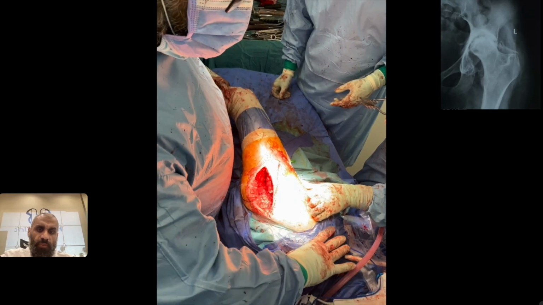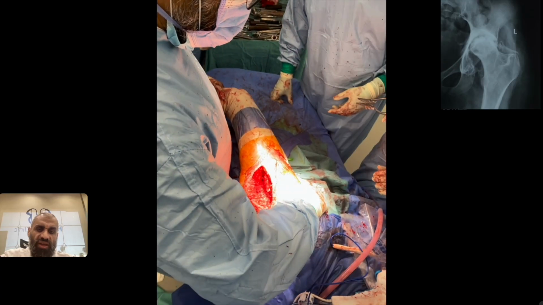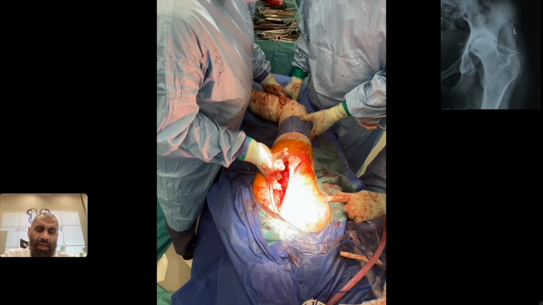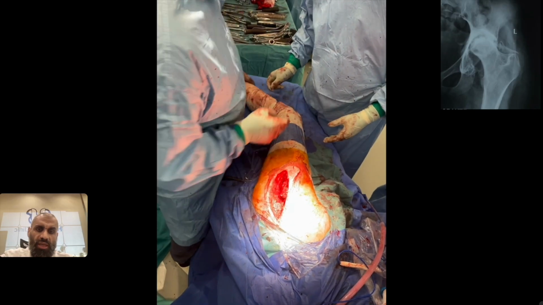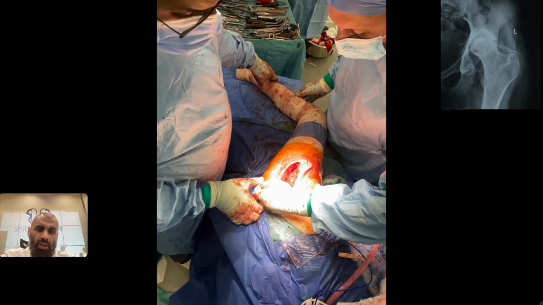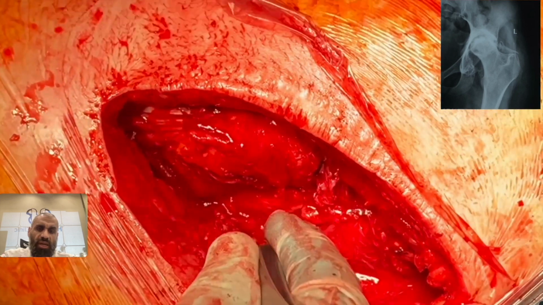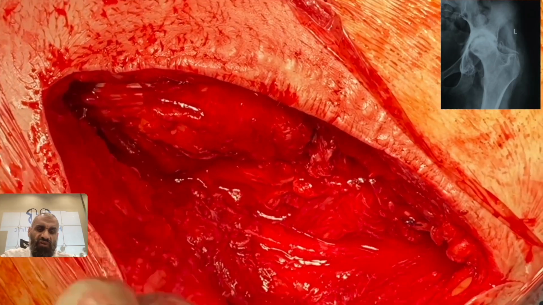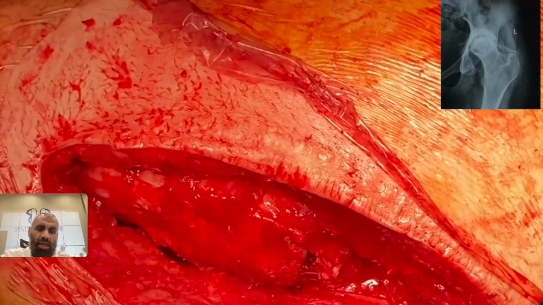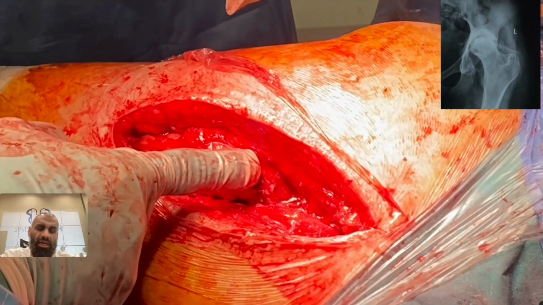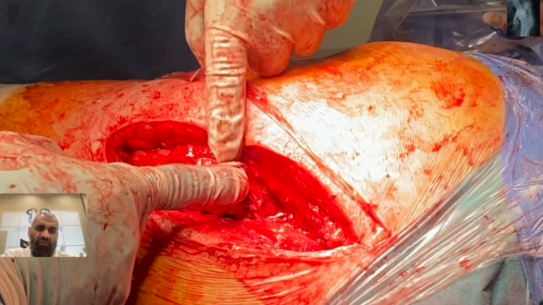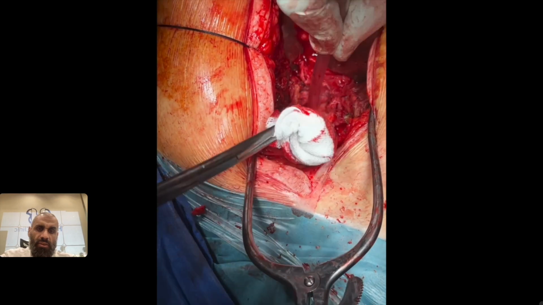The sciatic nerve was freed from any fibrous tissue attached in order to have a better outcome for the sciatic nerve injury. This is the sciatic nerve after complete neurolysis, and actually the patient experienced immediate improvement after sciatic nerve neurolysis.